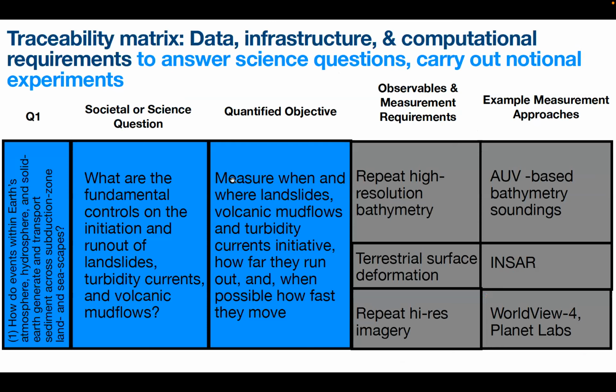Okay, so I think we've all heard the word traceability matrix probably more today than we ever had in the past, for those of you that aren't familiar with this concept. So I don't want to go through and describe it again, but here's an example of the traceability matrix that LNS used to define their data, infrastructure, and computational requirements. And so you can see we have the question on the left, how do events within Earth's hydrosphere, et cetera, et cetera. And then we had various other columns that asked other questions that were kind of sub-questions of that larger science goal. And so this is just an example of the very first row of our traceability matrix.